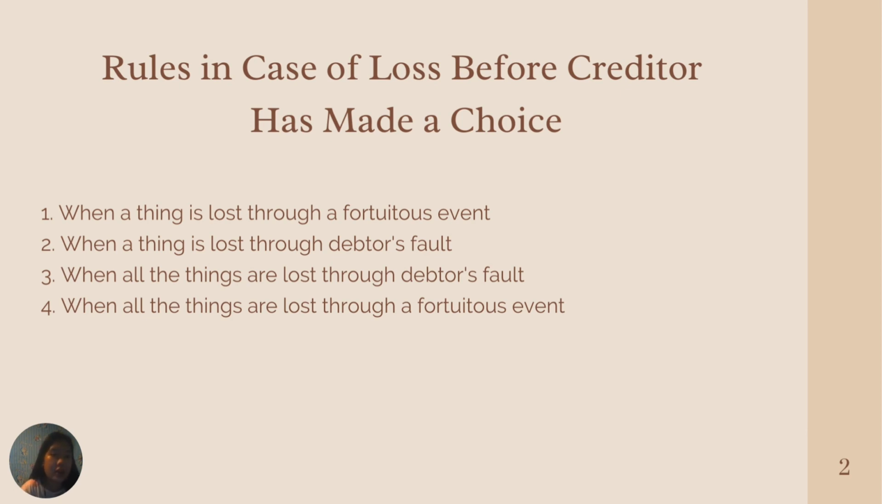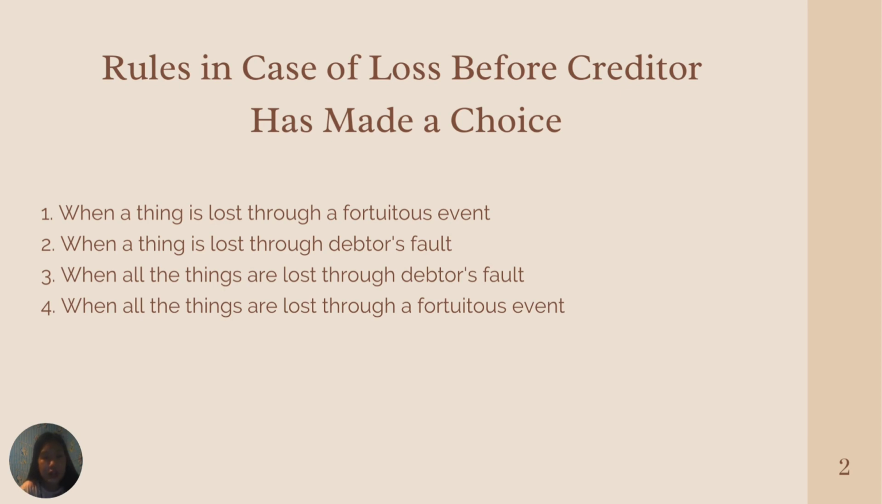Okay, so second, when a thing is lost through the debtor's fault. For example, if the loss of item 1 occurs through the fault of Mara, Clara may claim item 2 or item 3 or item 4 with the right to damages, or the price of item 1, also with the right to damages.